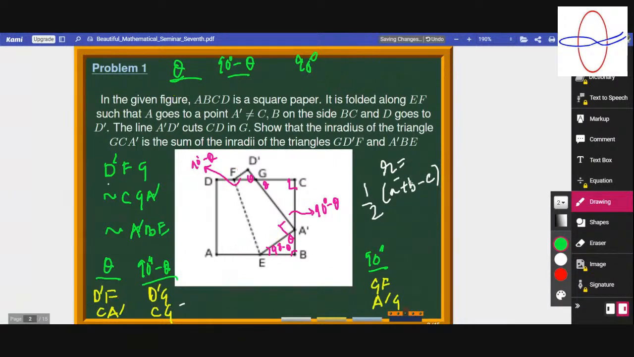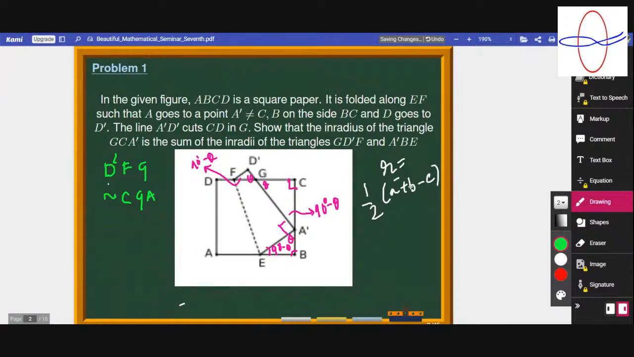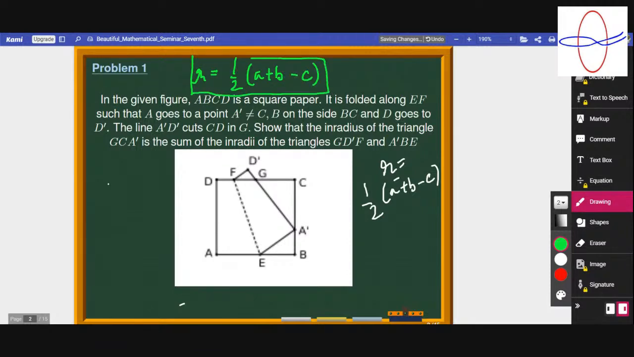Let's try to again rub this off and try to make you explain that, okay? So what we are trying to use here is that the inradius of a right angle triangle is half into the sum of the non-hypotenuse sides minus the hypotenuse side. This is the result we are using. We proved it, right? So to use this result, what do we need to prove?